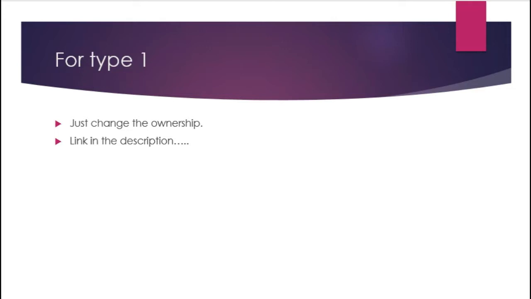So as I said, for type 1 it is very easy, and I have just provided a link in the description. You can just follow that link, and it is by Google itself, so you can transfer the ownership of files for type 1 transfer. But for type 2 transfer, you just have to follow me. Or if you have any other technique to transfer files, you can tell us in the description or in the comments below. So just follow me.